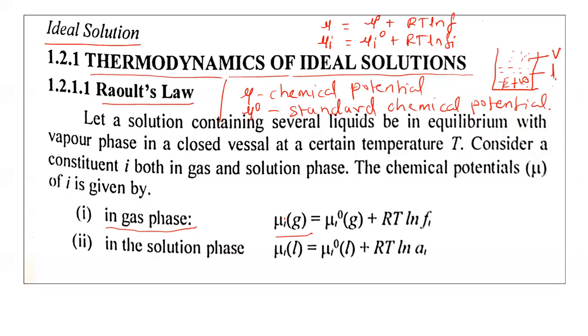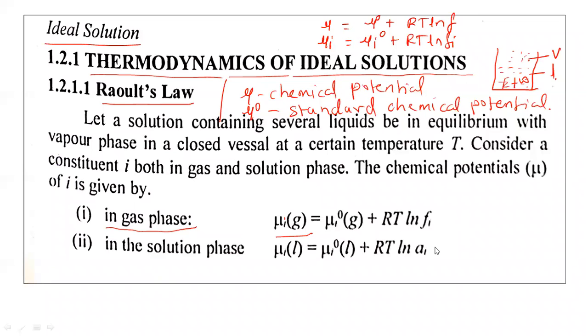Okay, thermodynamics of ideal solutions. According to the definition of the chemical potential, we know the derivation: mu is equal to mu 0 plus RT ln f. That is for the gas phase. And in the solution phase, mu is equal to mu 0 plus RT ln a. Because in the liquid phase we can express it by the activity, and in the gas phase we can express the concentration by the fugacity.